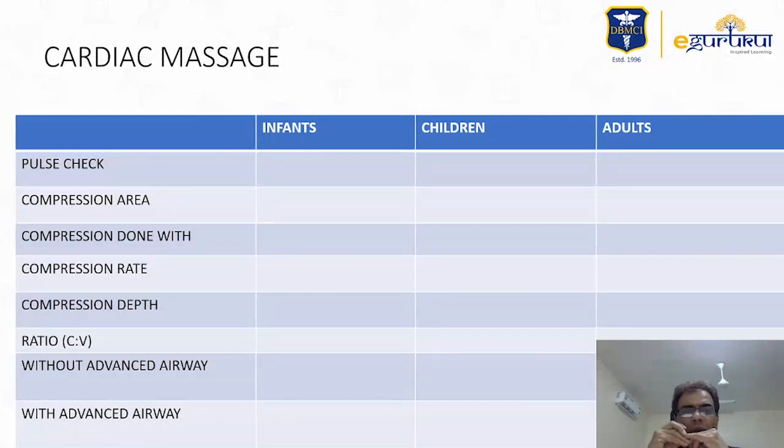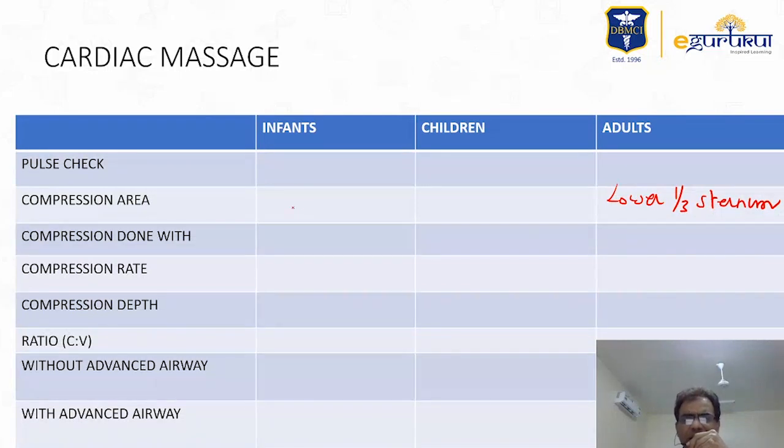Now, cardiac massage. You know that during cardiac massage, what should be the compression area? It should be the lower one third of the sternum. I've seen people making this mistake, that they do cardiac massage over the precordium. That can cause significant injury, and it is ineffective. Cardiac massage should be on the lower third of the sternum.